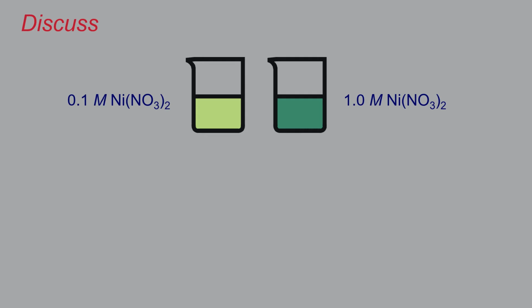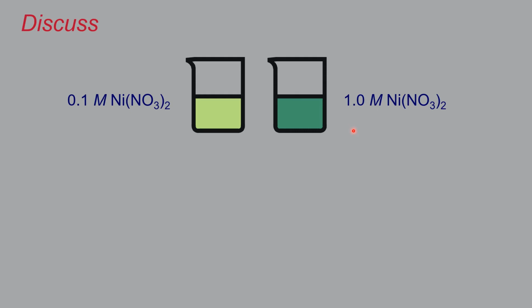Consider, if you will, a beaker of 0.1 molar nickel nitrate and a beaker of 1 molar nickel nitrate. You can tell that the concentration of this beaker is more because the characteristic green color of the nickel ions is darker here. And what would happen if you mixed those two together?